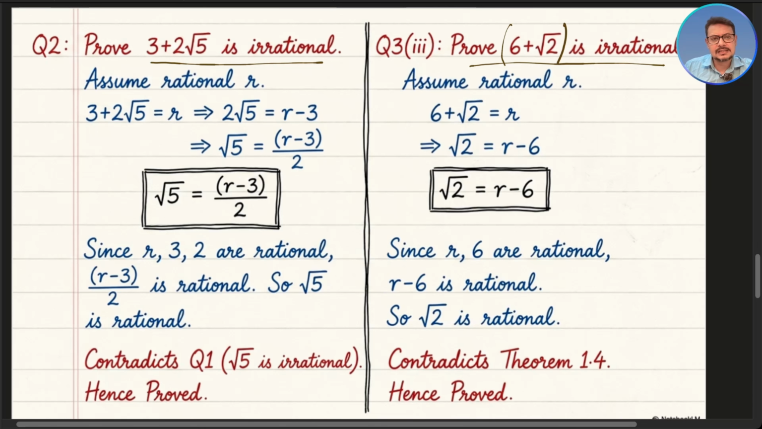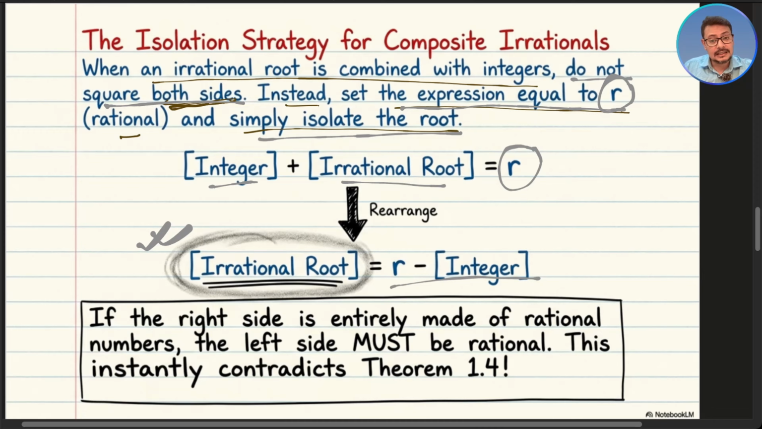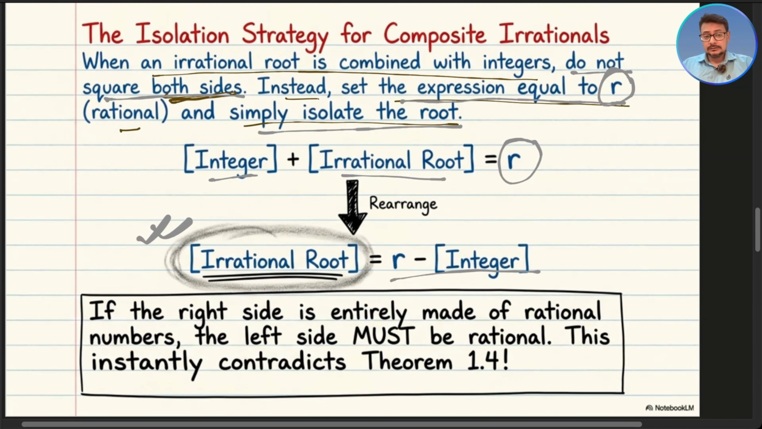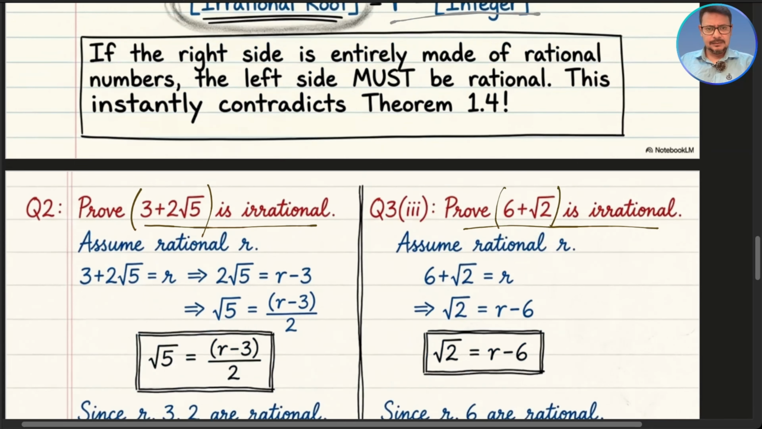So we'll take the integer plus irrational root, and this whole expression will be taken as equal to r. We'll rearrange the irrational root and the number as r minus integer. If the right side is entirely made of rational numbers, the left side must be rational. This instantly contradicts theorem 1.4. What does theorem 1.4 state? That root 2 is irrational. That means the square root of any prime number is irrational. So here we'll have to first isolate the given irrational root. Okay, so let's start and approach the problem.